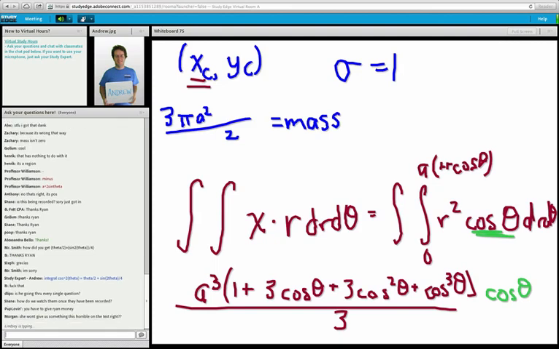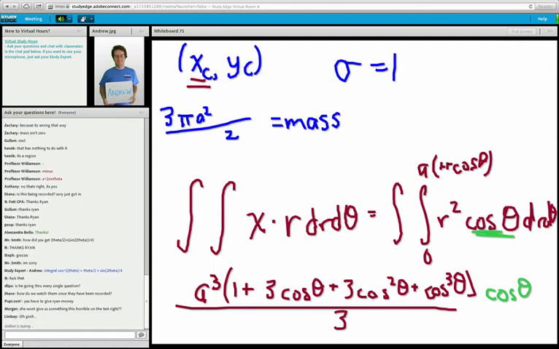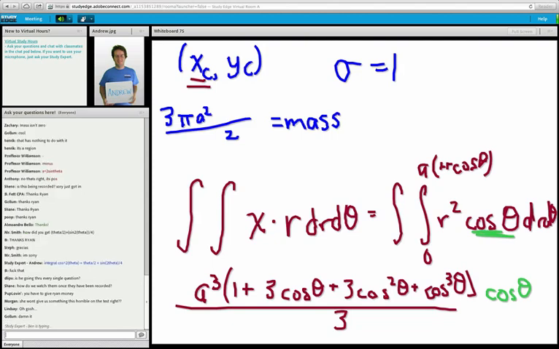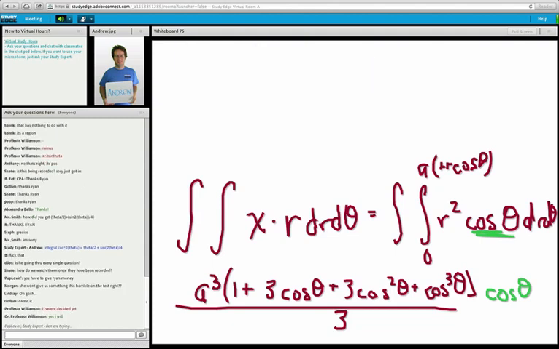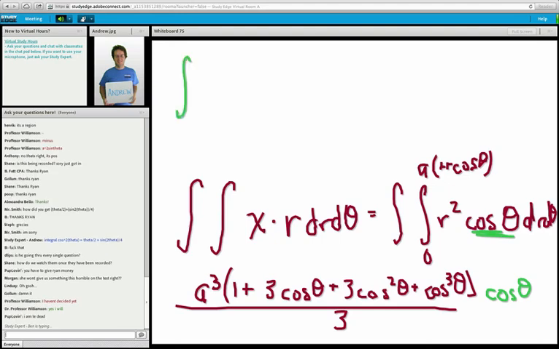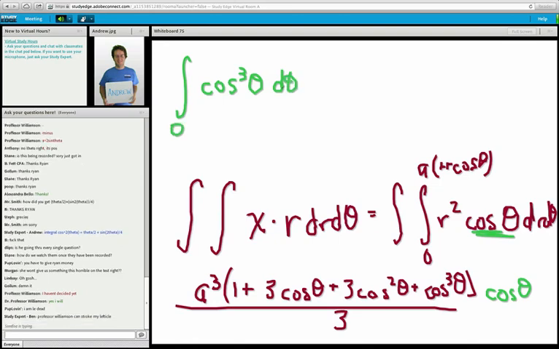So I know you're panicking. Morgan, yes, she probably won't give you something this bad on the test. I want to give you a few tricks that you can use. Again, cosine to the fourth isn't something I wish on my worst enemy to try and integrate. It takes some time to do. At the very least, you can take this to the bank: the integral of cosine cubed theta d theta from 0 to 2 pi will be 0.